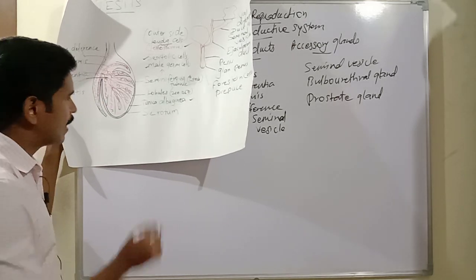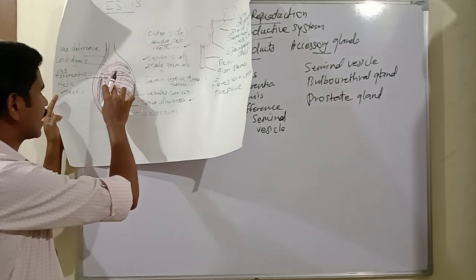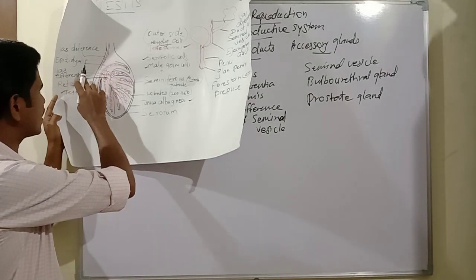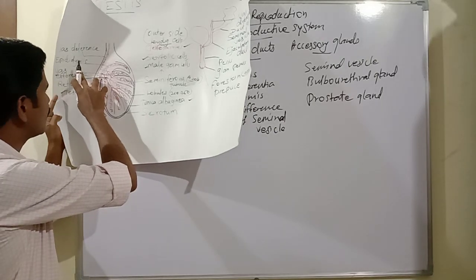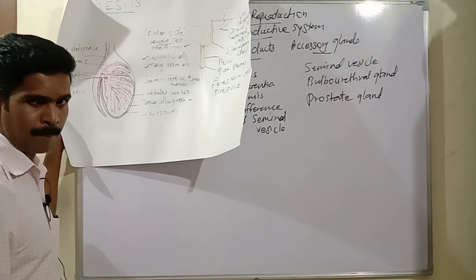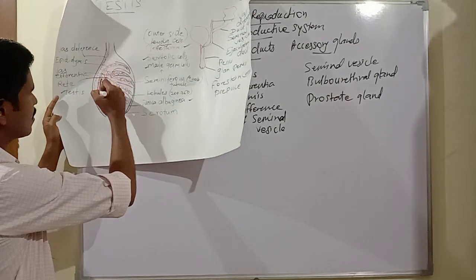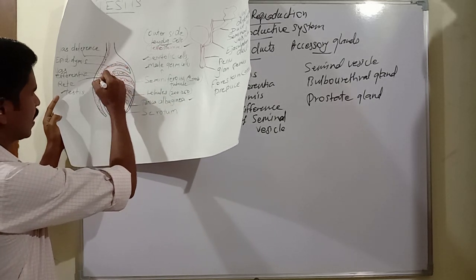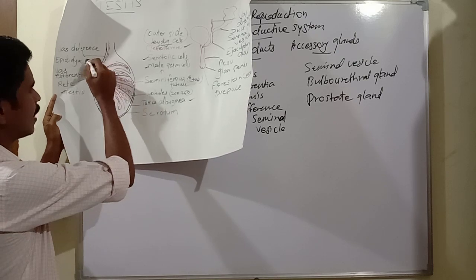Once again, repeat: the seminiferous tubule is connected with the rete testis. Then the rete testis is connected with another duct or tube. It is called vasa efferentia. Then this vasa efferentia is connected with another large tube-like structure. This part is called the epididymis.